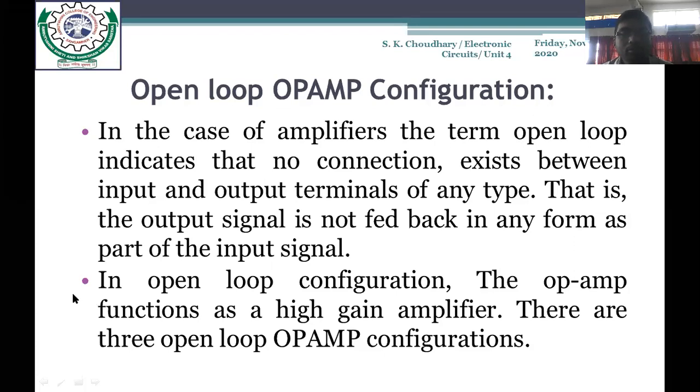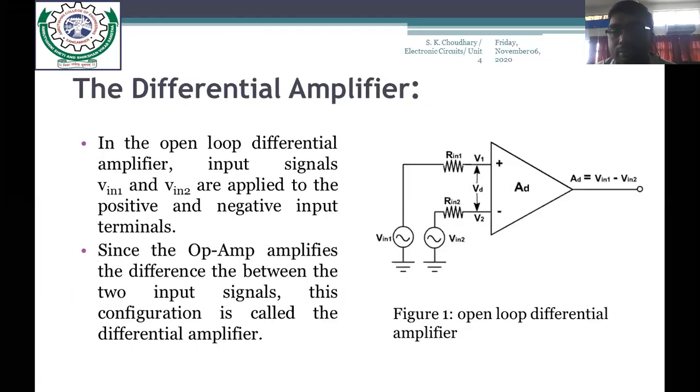We have already discussed the feedback amplifier when we learned unit number 2, MOSFET based feedback circuits. There also we saw the open loop gain and the closed loop gain. Similarly here, we are not feeding the signal back to the input from the output side, which means it is an open loop configuration. In the case of op-amp, the open loop gain is very high. Basically there are three open loop configurations in the op-amp.